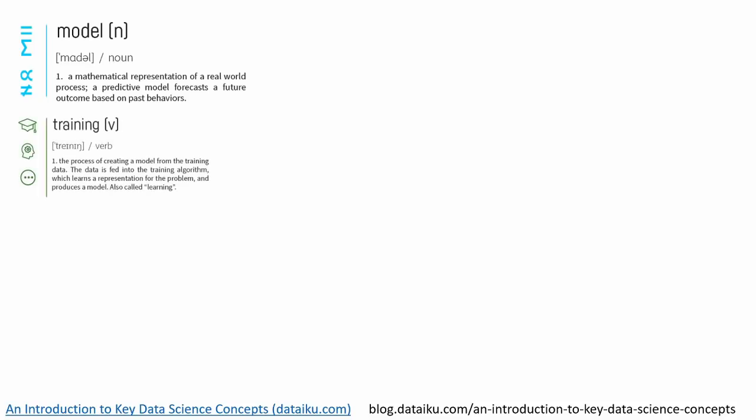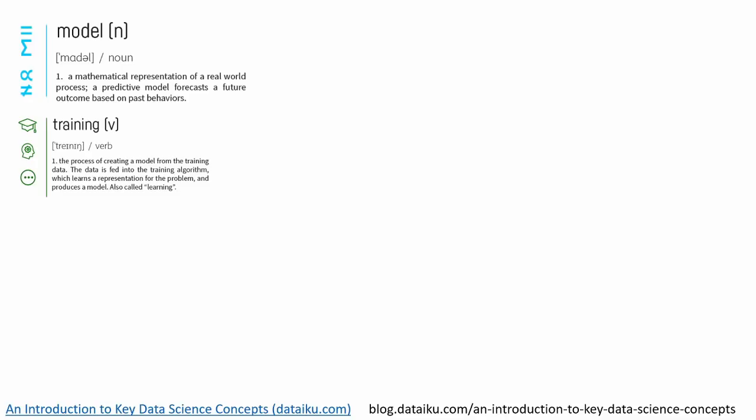And the first one is a model. And a model is a mathematical representation of a real world process. A predictive model forecasts a future outcome based on past behavior. Now, training. What is training? Training is a verb. It is the process of creating a model from the training data.